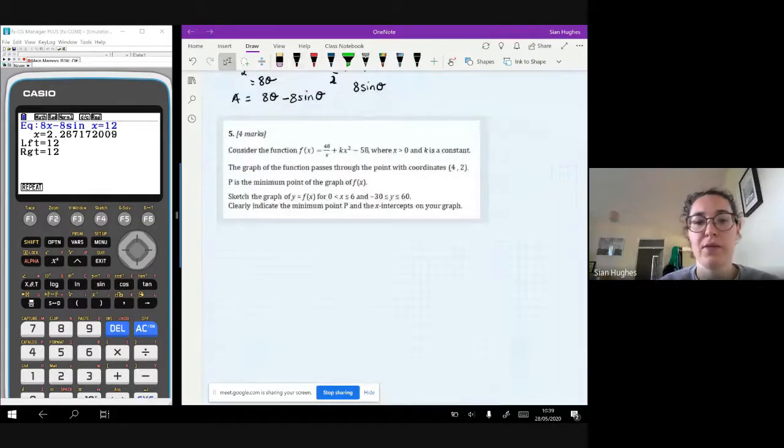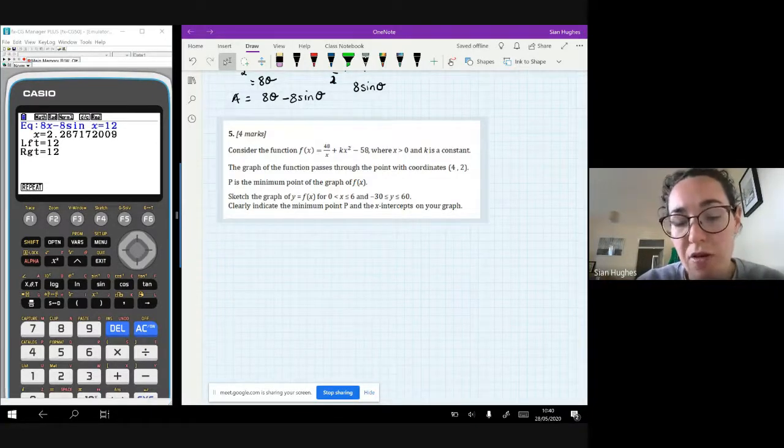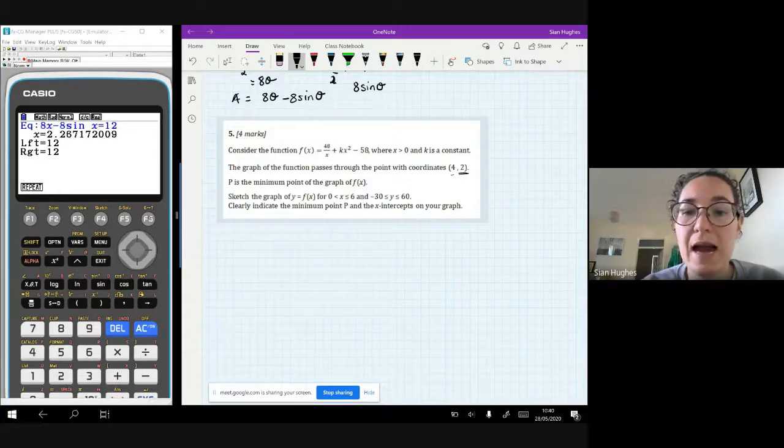Okay, question 5. So unlike some of the questions, this is a bit more challenging in the sense that it gives you lots of information, so lots of instructions at once. It's not just find this, and there's a bit of a story to it. So it gives us a function, f of x. It tells us it's got this letter k in it and that it's a constant. It tells us that the function goes through this coordinate, 4, 2. It tells us then that there's a minimum point on the graph, and then it asks us to sketch it. So there's quite a lot to do there.